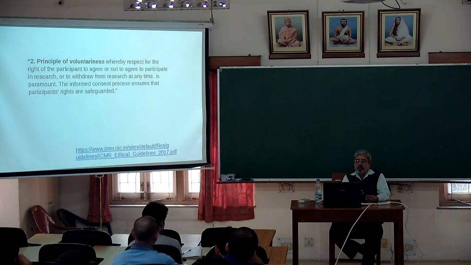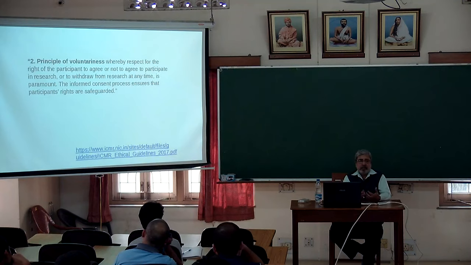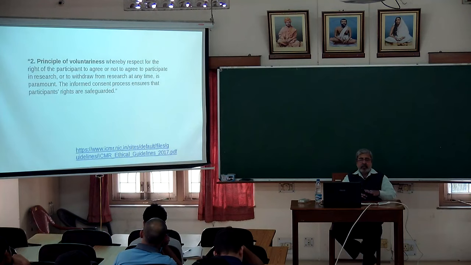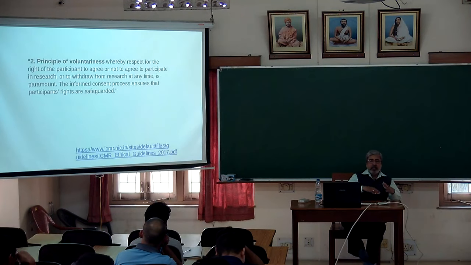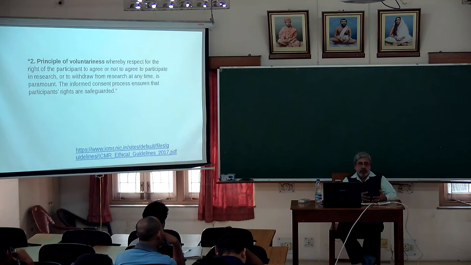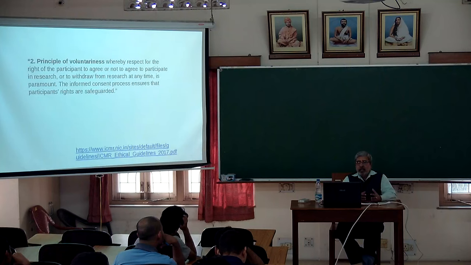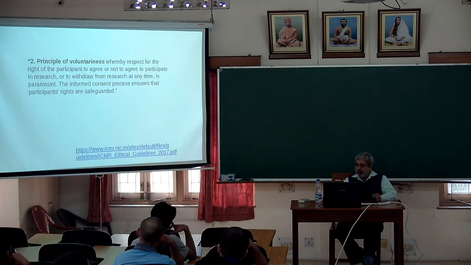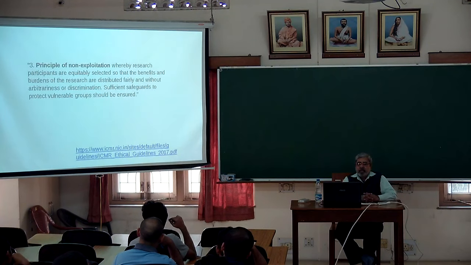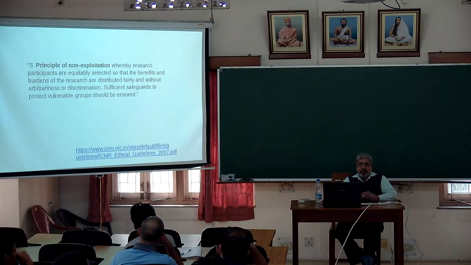And the informed consent process ensures that participants' rights are safeguarded. When you take informed consent, at first you have to tell him that these are the experiments we are doing, this will happen to you, and these are our assumptions that this may happen also. All these things are to be told very clearly, then he will judge his own risks and factors, and then he will participate. So this is known as the principle of voluntariness. This is the second principle. Third is the principle of non-exploitation.